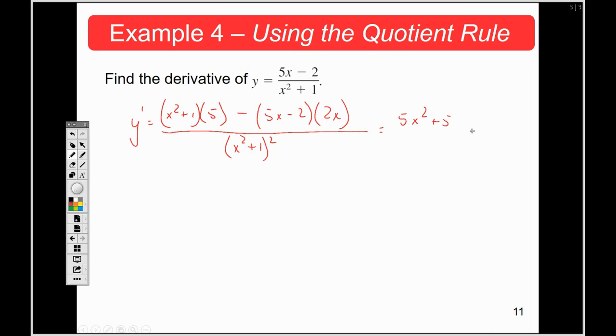5x squared plus 5. And then when I get this minus, I got to make sure the minus gets to each term. So I'm going to have minus 10x squared. And then 2 times negative here is going to be plus 4x, all over x squared plus 1 squared. And when I simplify that again, y prime equals, I'm going to combine like terms. So I have negative 5x squared plus 4x plus 5 all over x squared plus 1 squared.